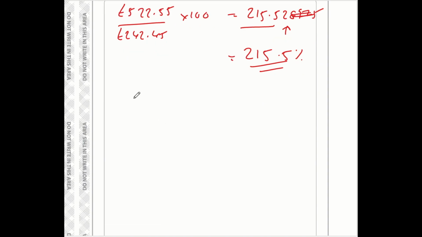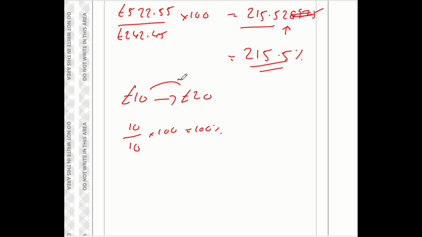Now, some people will not like this answer because it's greater than 100. Well, let's think of it this way. If you buy something for £10 and you then sell it for £20, there's a difference of 10 divided by, what was it originally? 10 times 100. 10 divided by 10 is 1, and 1 times 100 is 100.